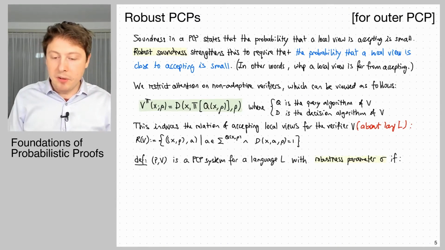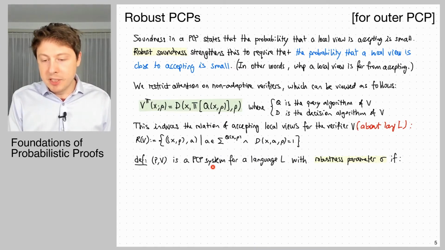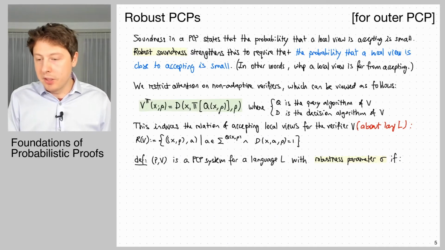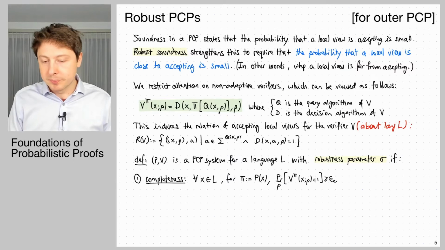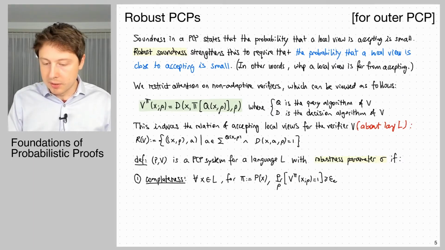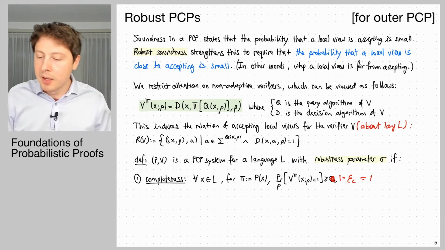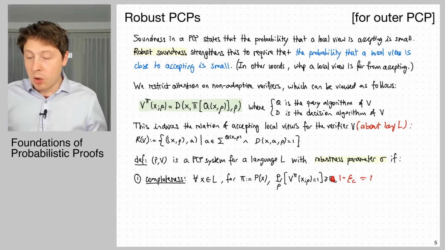With this set, we can define a robust PCP. So we're going to say that a pair P, V is a PCP system for a language L with so-called robustness parameter sigma if two things hold. First, completeness is as always. We just ask that when X is in L, the honest prover makes the verifier accept with probability that is above 1 minus the completeness error, which is usually 1. So this is as always.